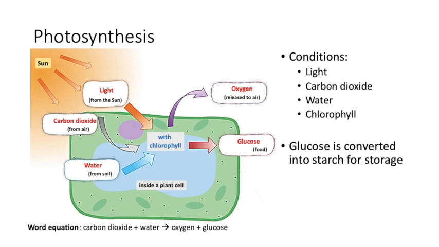And photosynthesis is actually the reverse of respiration. We have a word equation: carbon dioxide plus water becomes oxygen and glucose. And some conditions are necessary. It must have light, carbon dioxide, water, and most importantly, chlorophyll. That's why humans cannot carry out photosynthesis, because we don't have chlorophyll in our cells. But for green plants, why are they green? Because they have chlorophyll. The chlorophyll makes the green color, and this helps them to absorb the light and trigger the photosynthetic reaction. And the glucose produced will then be converted into starch for storage.